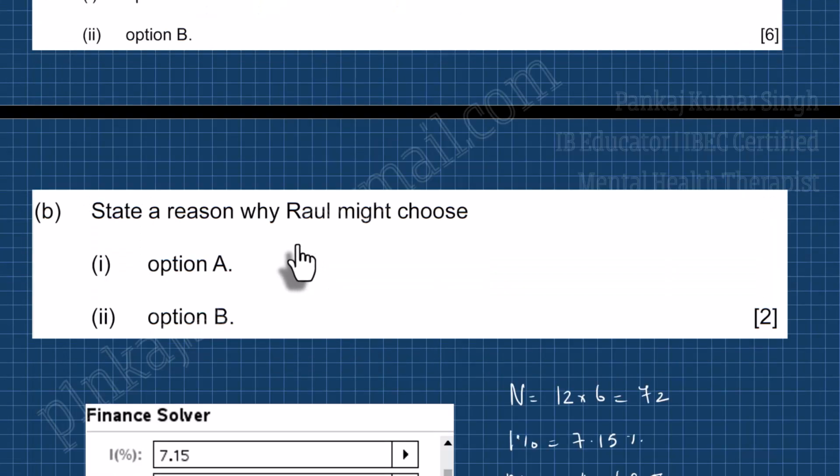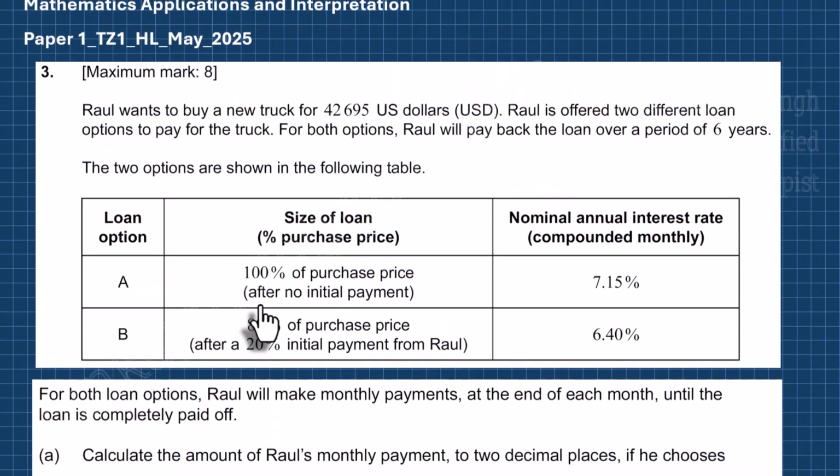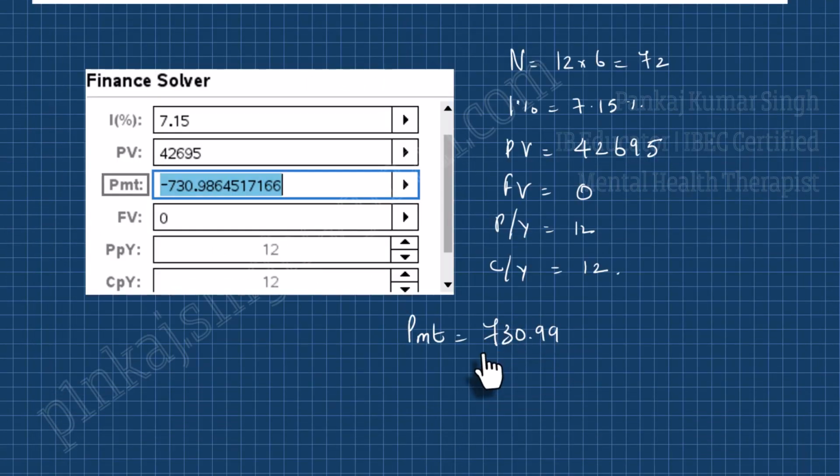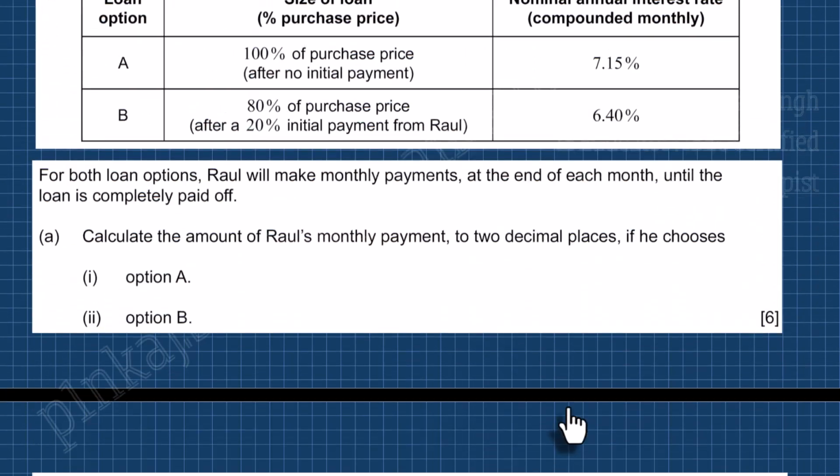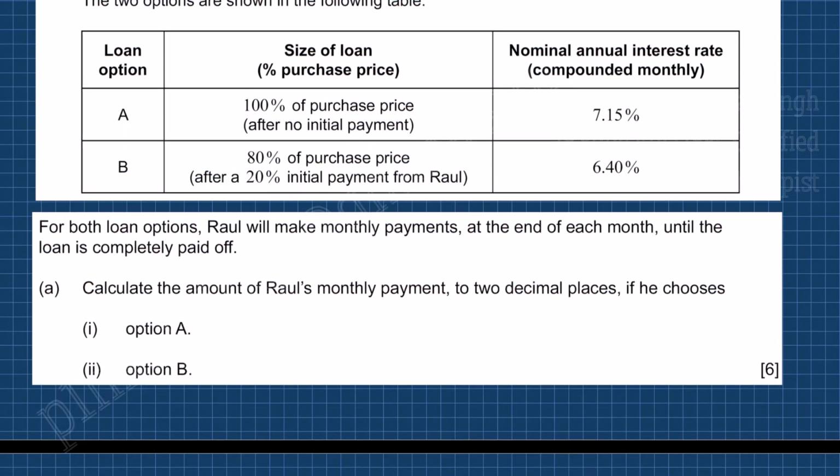State a reason why Rahul might choose option A or option B. So if I were to take the loan, what are the reasons I would go with option A, or what are the reasons I would go with option B? One is, if I have no money right now and I really need the truck, and I don't have an amount to pay for a down payment, I can directly go for option A, where I'm getting the complete amount. I end up paying a higher monthly payment, right? And that is almost $150 extra. That's the reason I would go with option A.